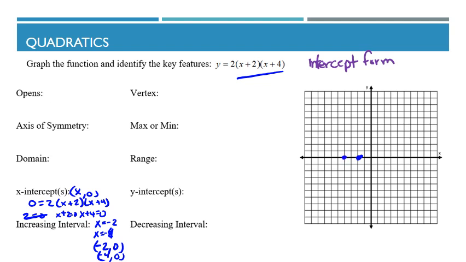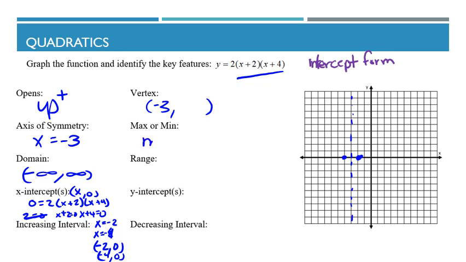Start there, which then tells me, hey, the middle value between there becomes my axis of symmetry. So my axis of symmetry is going to be x equals negative 3. It's a parabola, so let's fill in the domain right away, negative infinity to infinity. This is a positive function, so it opens up because my leading coefficient is positive. My vertex, I know it's going to occur somewhere at negative 3. I've got to find the rest of it yet. Max or min, if it's going up, it's going to have a minimum, and it's going to occur at that vertex that I need to find.